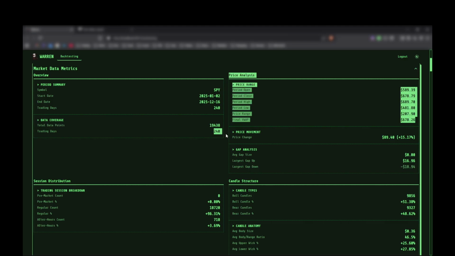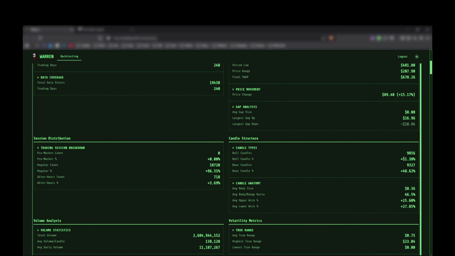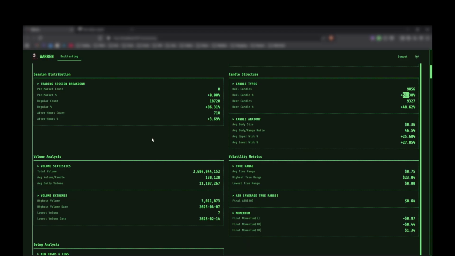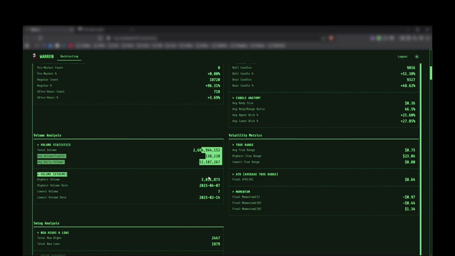So there's 240 trading days. There were 19,000 candles, also called market data points. There were 51% of those candles that were bull, 48% bear, so slightly bullish. Makes sense, I guess, since the line did go up. Let's see what else we got here. Some volume statistics.